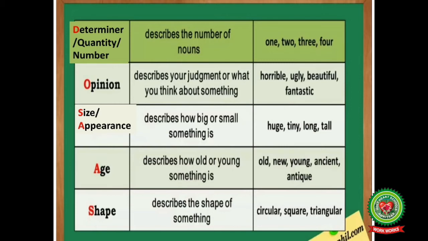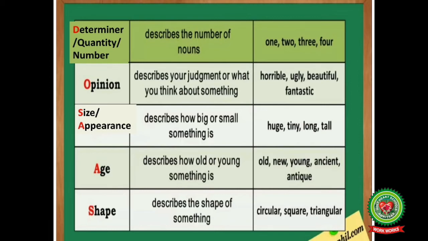First is determiner, or you can say quantity or number. It describes the number of nouns. For example, 1, 2, 3, 4. Opinion. Opinion describes your judgment or what you think about something. Example, horrible, ugly, beautiful, fantastic. Next is size, or you can say appearance. It describes how big or small something is. Example, huge, tiny, long, tall.